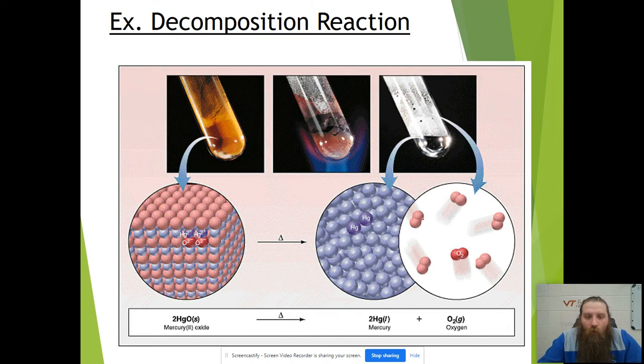Here's mercury 2 oxide. And if you heat it, it will break apart into elemental mercury, which you can kind of see right there. All right. And oxygen gas, which would be probably leaving my test tube, right? We would not heat this under a stopper, right? That'd be dangerous. So the oxygen is probably leaving, but there we go. There's a decomposition reaction.